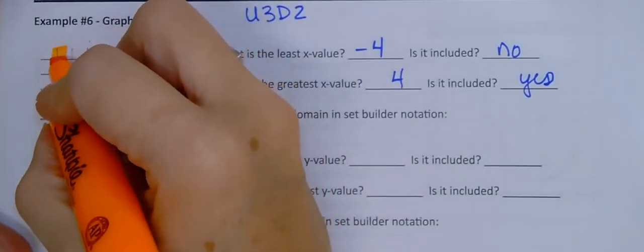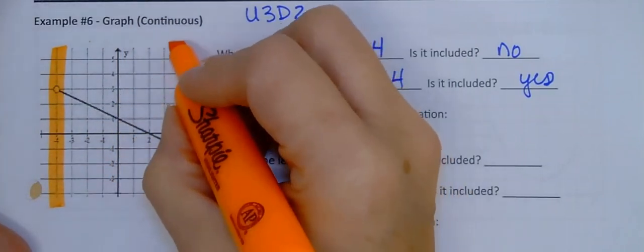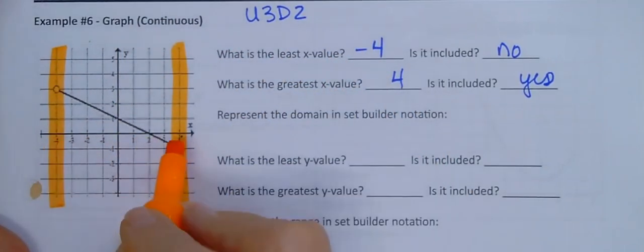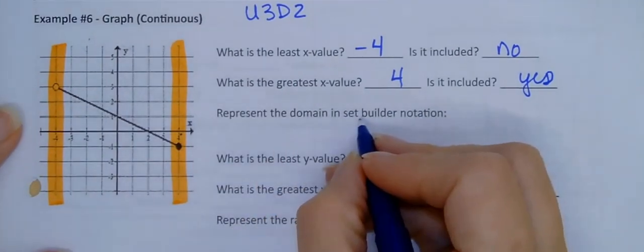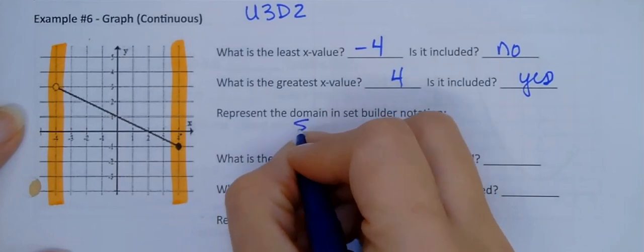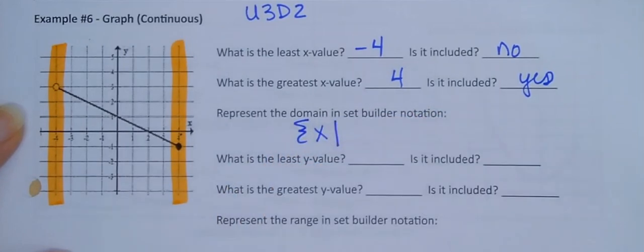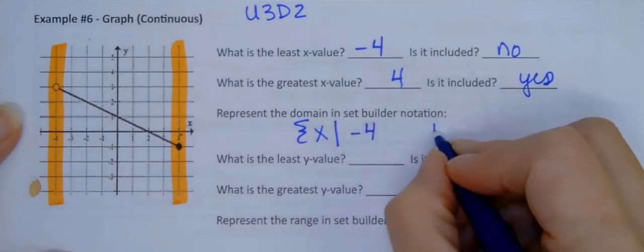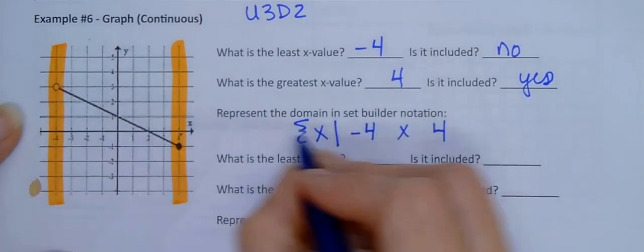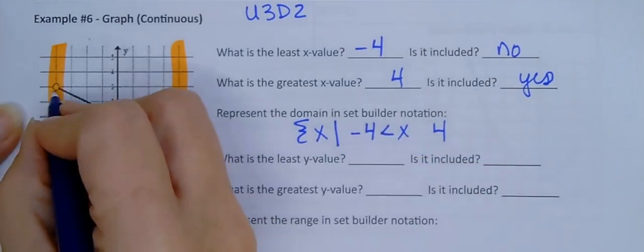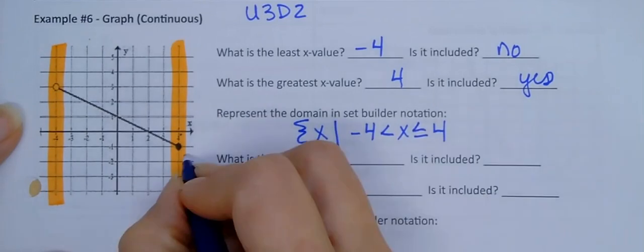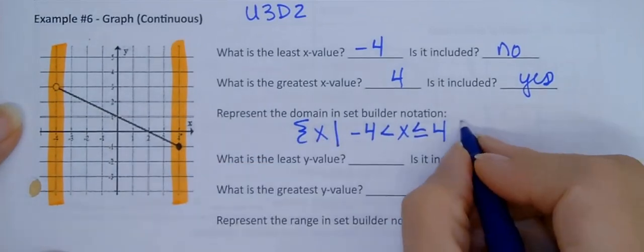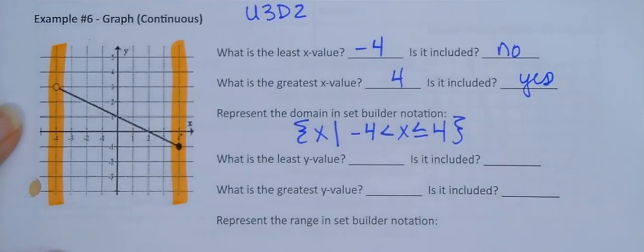Sometimes you'll see people write it like this. These are my boundaries on the x-axis right here, -4 and +4. If I want to put that in set builder notation, I'm going to tell you all about domain, so that's my x's. It's x such that x is in between -4 and 4. So -4 is less than x, just less than x because it's an open circle, but it's less than or equal to 4 because that's a closed circle. It's the set of information, so I use curly braces.